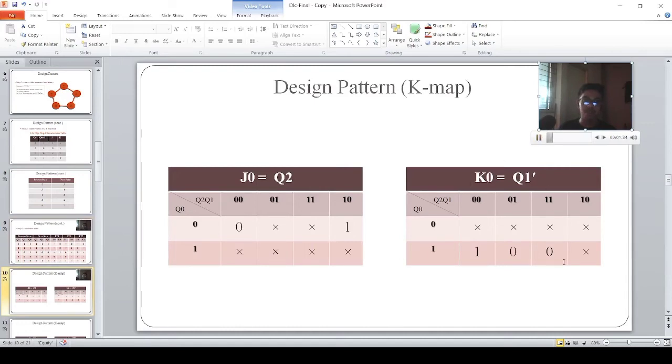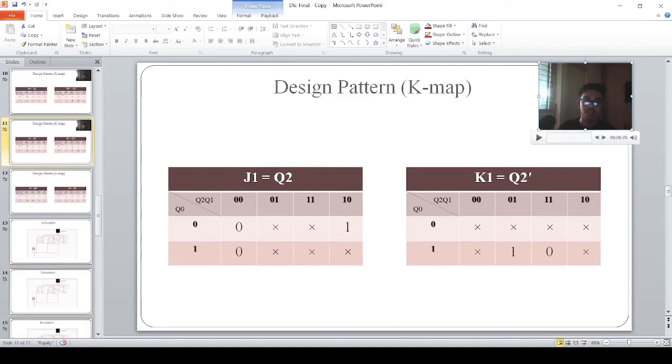Now we'll find out the Boolean expression using the K-map for J0, K0, and same for J1 and K1. Now my favorite member Shanta Vasak will present the next part. Thank you everyone.